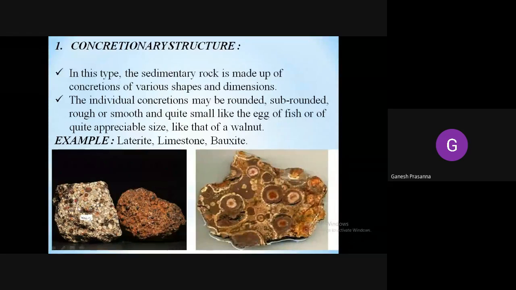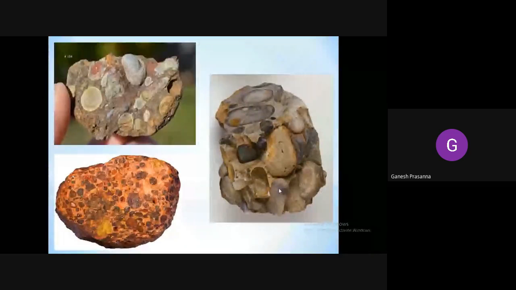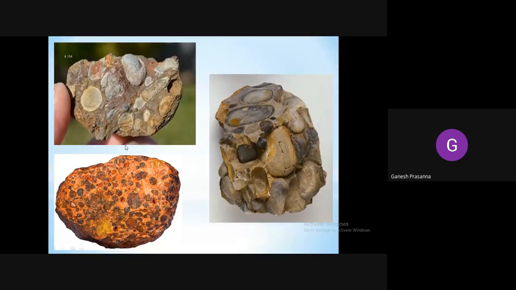Okay, pisolitic structure or the concretion structure. Such types of structures are usually called concretionary structures. Examples are laterite, limestones and bauxite. So here you can see the concretion structures. Sometimes these concretion structures may be smooth or they may be rough also. You can see the different sizes. The sizes are not uniform, they are non-uniform in nature. Okay, different sized particles aggregate together.